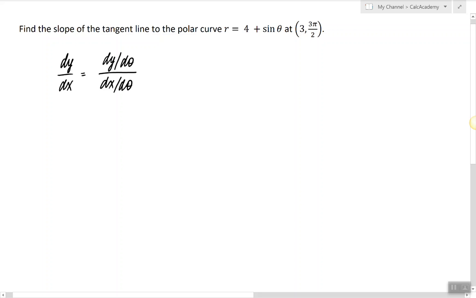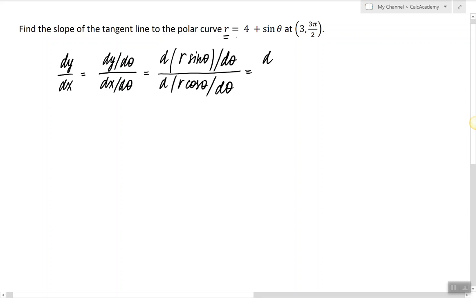So the question now is, can we write x and y as functions of theta? And it turns out that we can, just by using the fact that y is r sine theta and x is r cosine theta, and the last fact is that r is given by this formula. So instead of r, I can just write 4 plus sine theta.